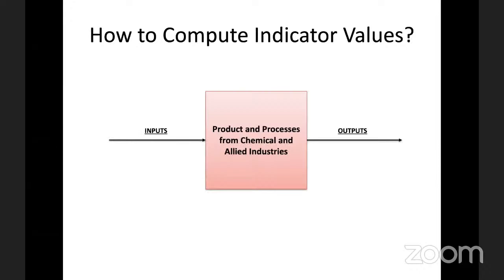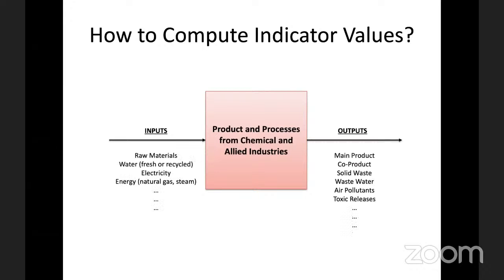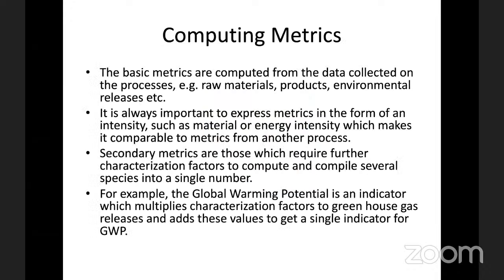So how do we compute the indicator values? They can be coming in from inputs, the outputs, and then you have the indicators that connect those metrics. The basic metrics are computed from data collected on the processes, which are raw materials, products, environmental releases. It is always important to express metrics in the form of an intensity, such as material or energy intensity, which makes it comparable to the metrics from another process.